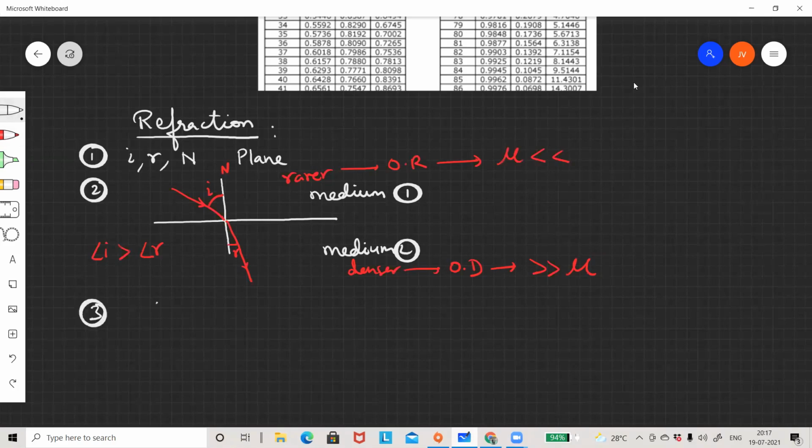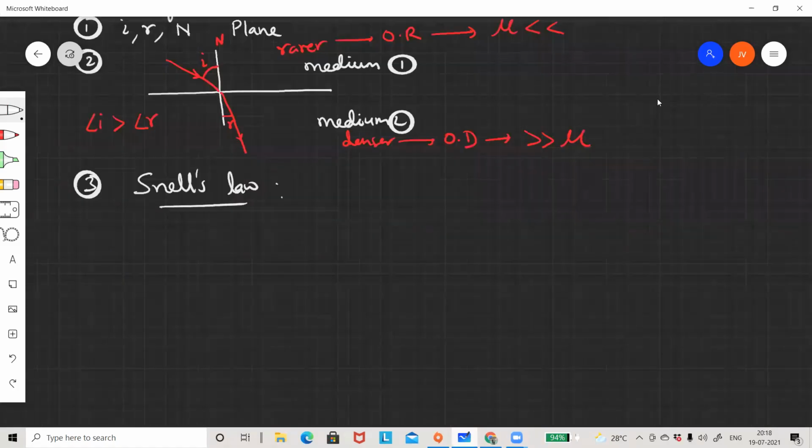The third law of refraction was Snell's law. What is Snell's law? Snell's law tells that when a ray of light travels from one medium to the other, at the medium of separation the ray of light bends. That bending depends upon the refractive indices of the two mediums, the mediums through which the ray of light passes. That is the guideline Snell's law tells.